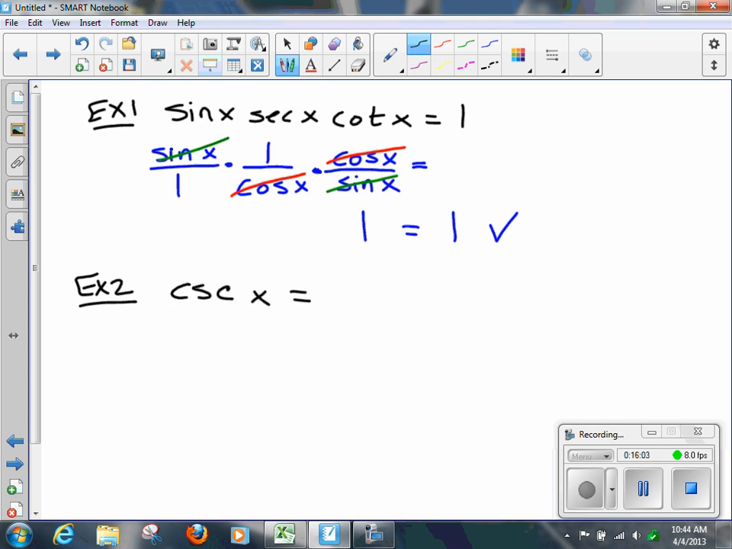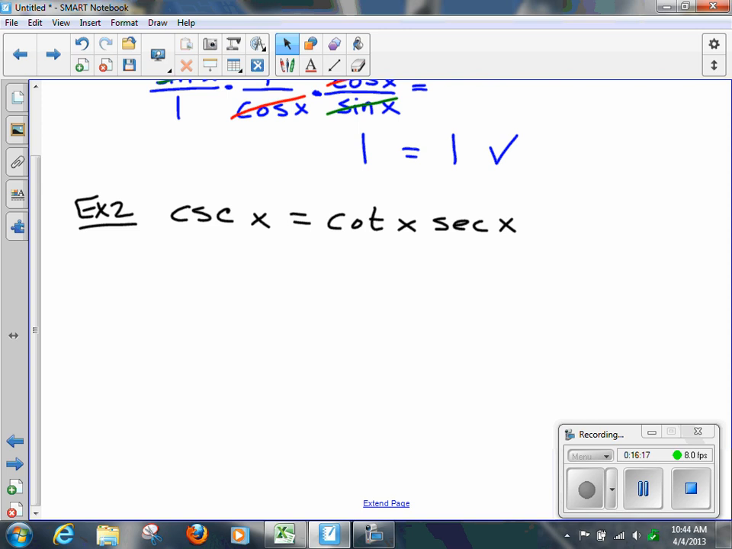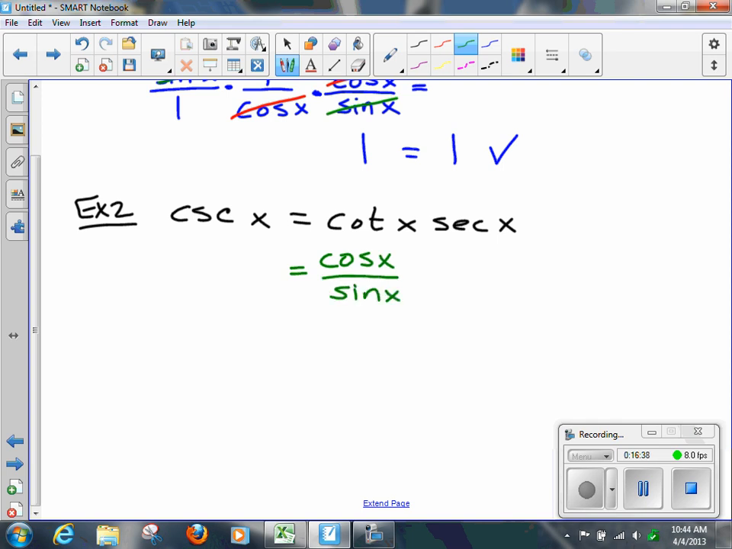Cosecant x is equal to cotangent x times secant x. What do I do? What do you suggest? Which side? Okay, I agree. Let's work with the right side. Convert them. All right, so cotangent is going to become what, everybody? Cosine over sine, times secant, which is going to become what? 1 over cosine. And then what? Cross out the cosines. What are we left with?